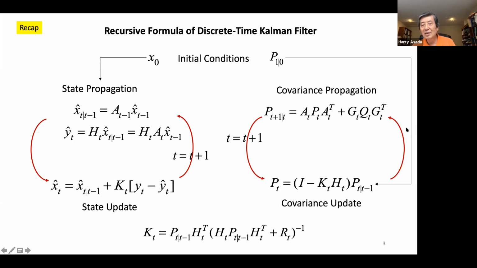Starting with the initial conditions, we can immediately find P1 at t equal 1. With P1, we can compute P2 given 1. And then hereafter, we can continue to recursively compute all the P's. That is what provides the Kalman gain Kt. So that's the algorithm.